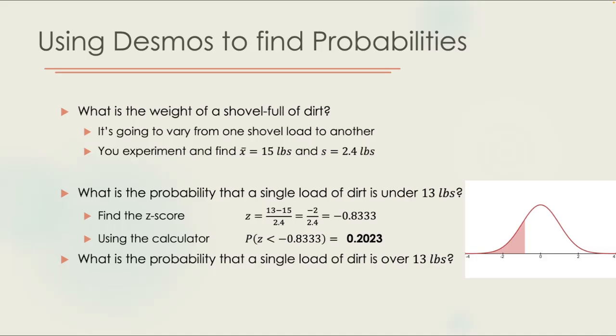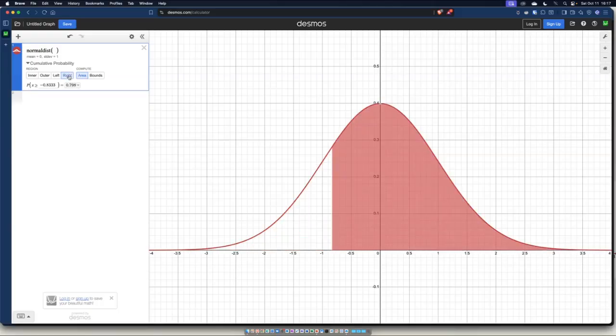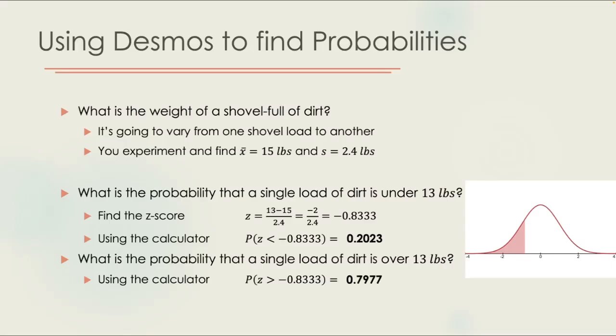Now, what's the probability that a single load of dirt is over 13 pounds? That would be the same as a z-score greater than negative 0.8333. Okay, there I can just switch and do a right tail from that same point, and it will automatically calculate the probability for me, 0.7977 if we round. And sure enough, that is the exact probability we need.